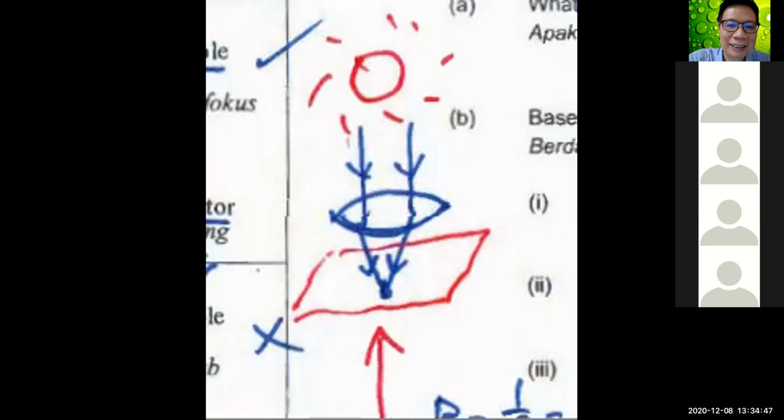Because all the light focus into the paper, so the light carry what? Carry heat. Heat energy, yes. So you say the heat energy forms at the paper, so the paper burns. Yes, correct. So you say, the sunlight carries a large amount of heat energy onto the paper. Therefore, the paper starts to burn. Okay, like that.